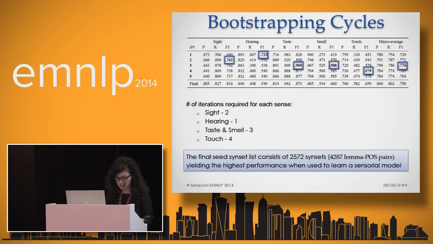After the bootstrapping cycles, we obtain the final seed synset list, which consists of 2,572 synsets, and this list yields the highest performance when used to learn a sensorial model. The number of iterations that we used as the cut points for each sensorial category are second cycle for sight, the first cycle for hearing, third cycle for taste and smell, and fourth cycle for touch.